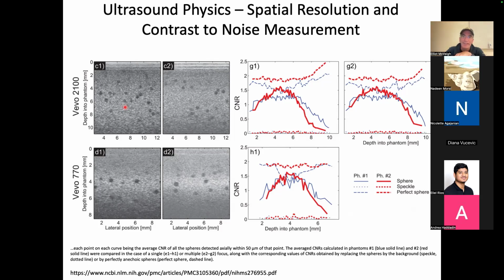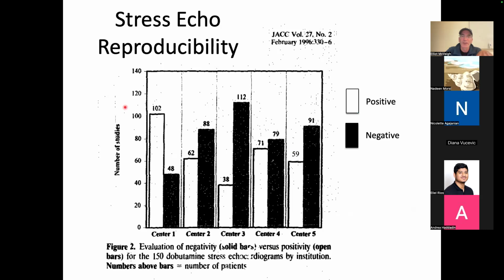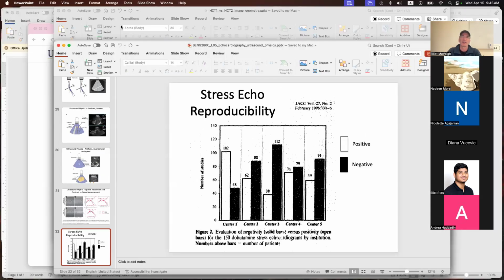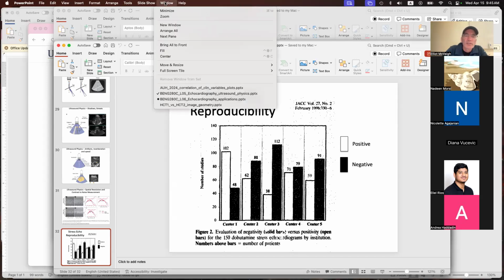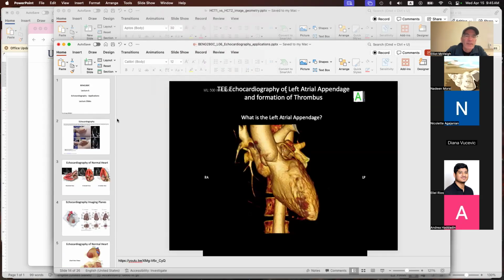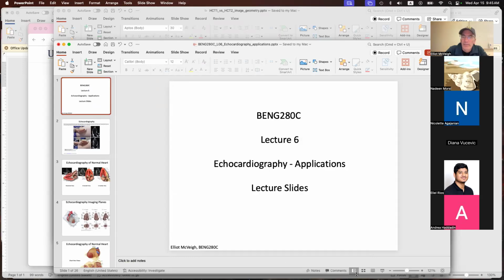We'll do it later. And then we've already looked at this data that in terms of the reproducibility of echocardiography is not terrific because so much of it depends on the interpretation of the human, actually. So here, let's go to 6.